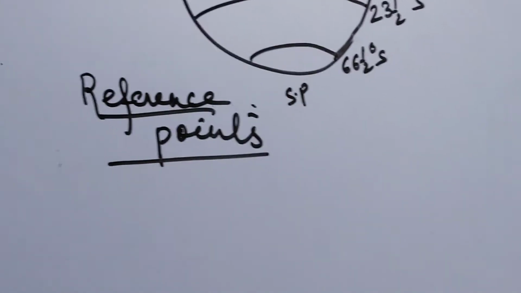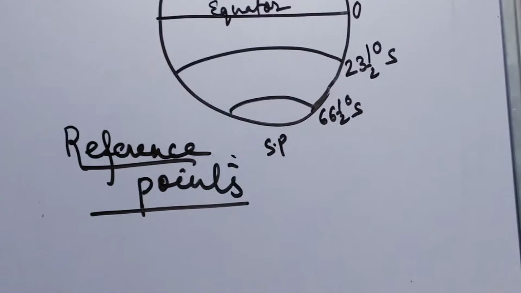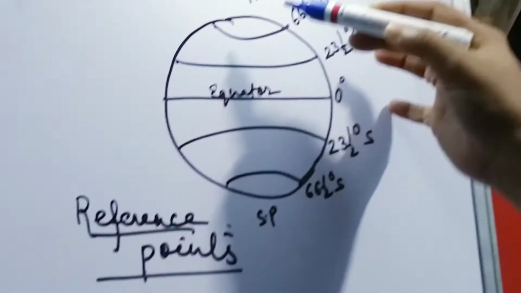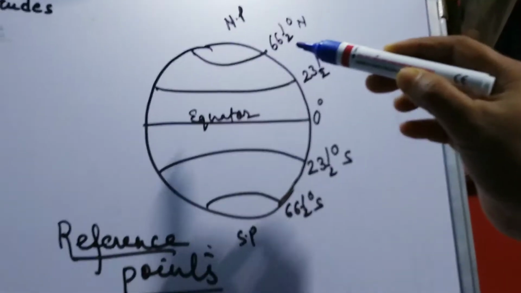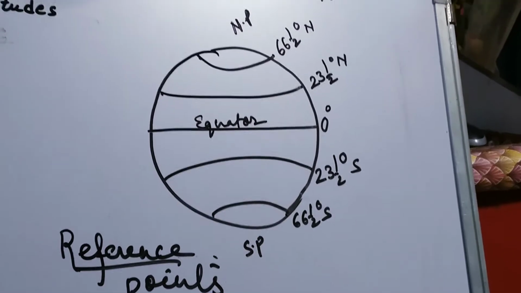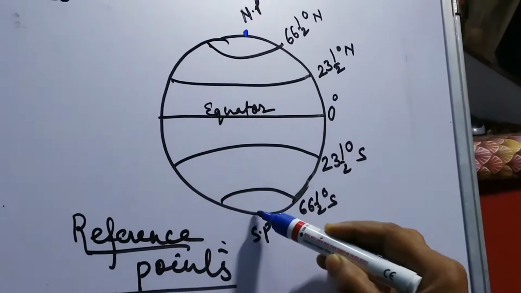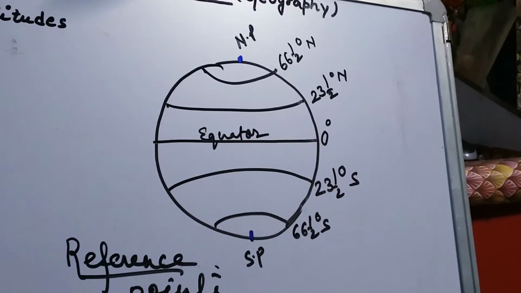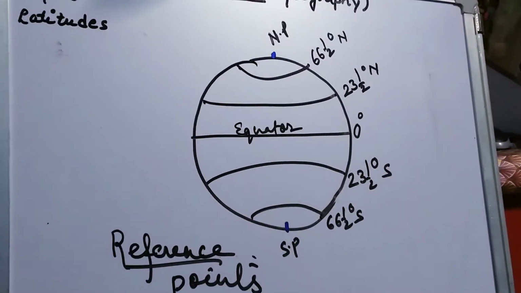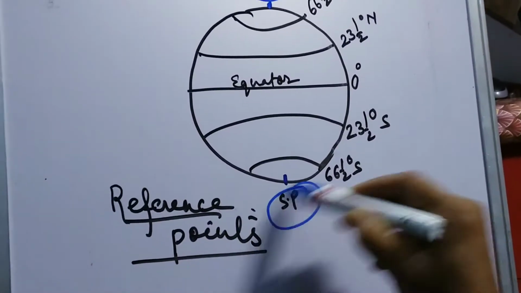So here also we will start. When we are locating the places on the globe, we have reference points. We have two basic reference points. One is the North Pole and the other one is the South Pole. So which are the basic points of reference? North Pole and South Pole, right?